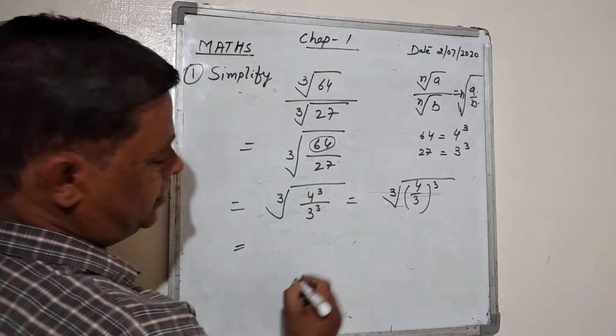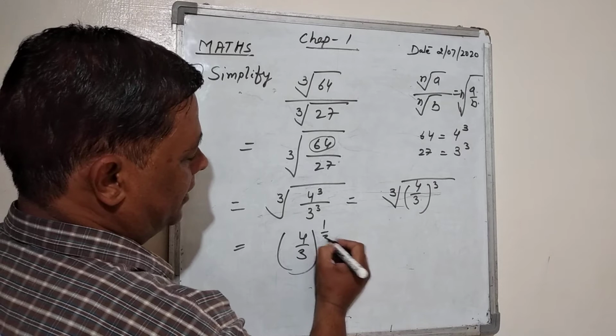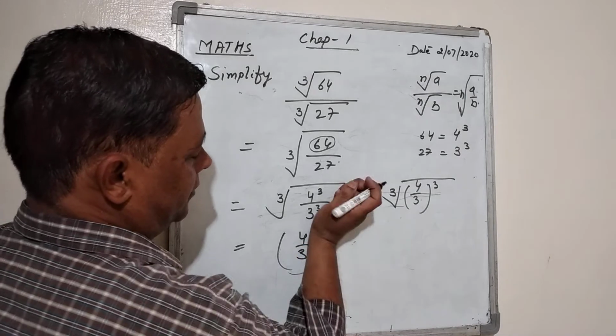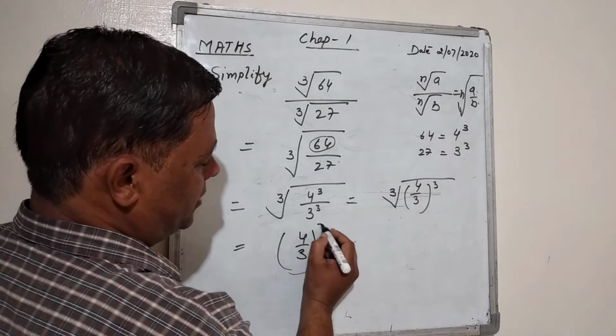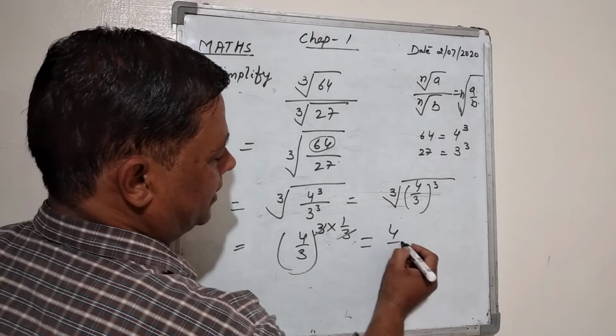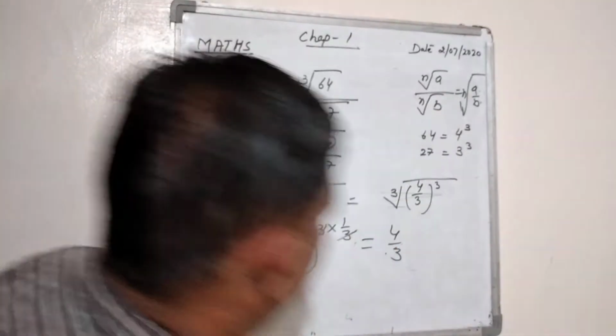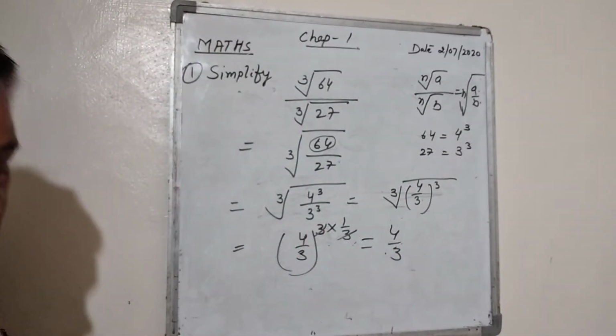Now we use the last law of exponents, so 4 by 3 raised to the power 3 into 1 by 3. So 3 and 3 will cut, that is 4 by 3 is the answer. This way we can solve these questions.